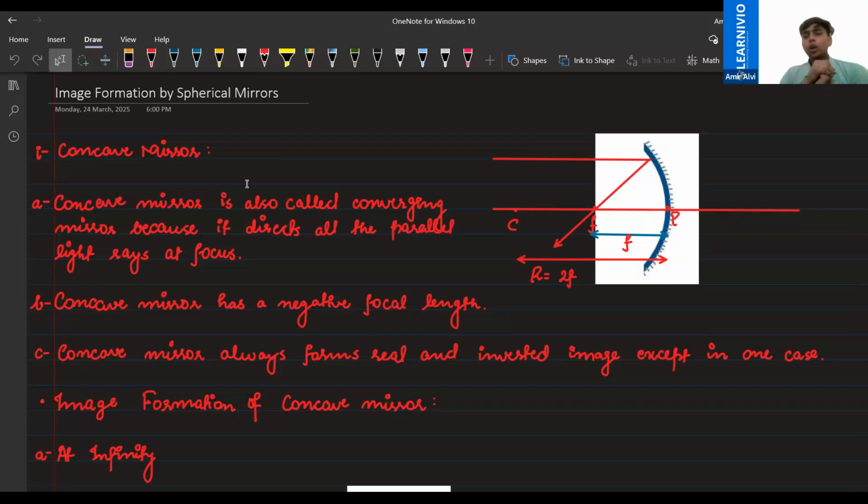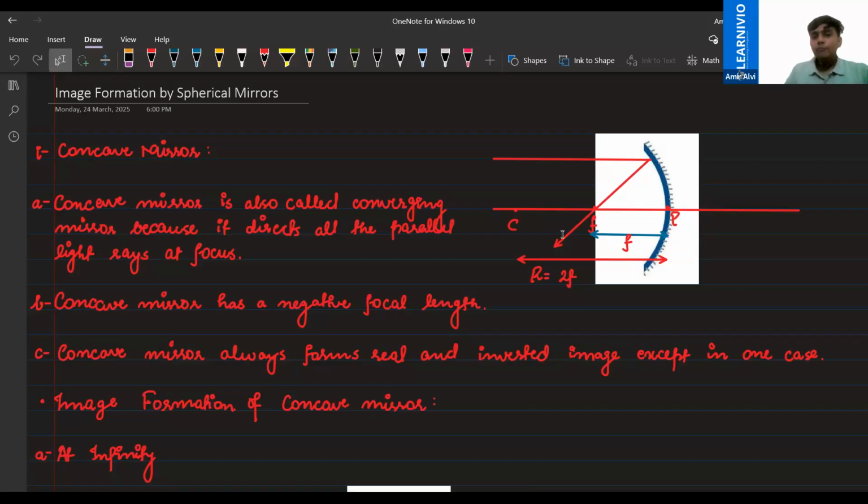So now let's talk about first of all what a concave mirror is. A concave mirror means that the inner part is the polished part. That means light reflects from the inner part. Yes or no? Yes, sir.